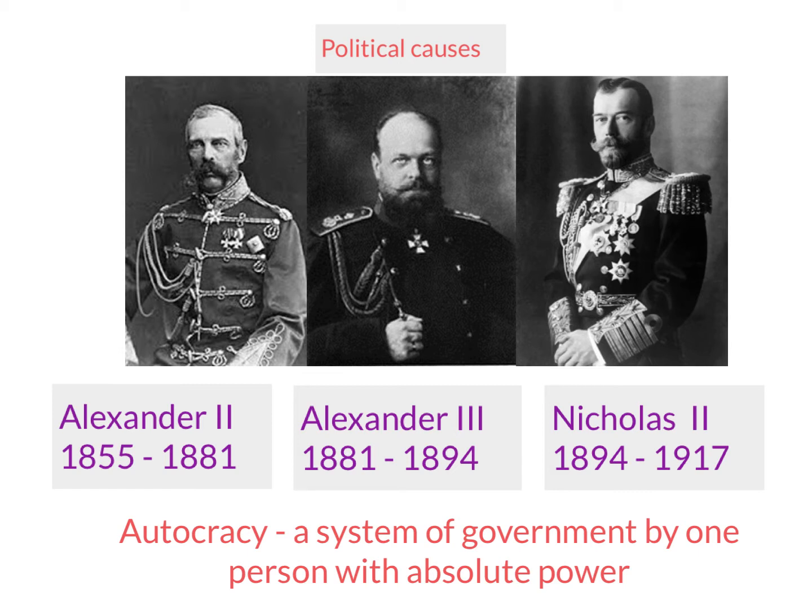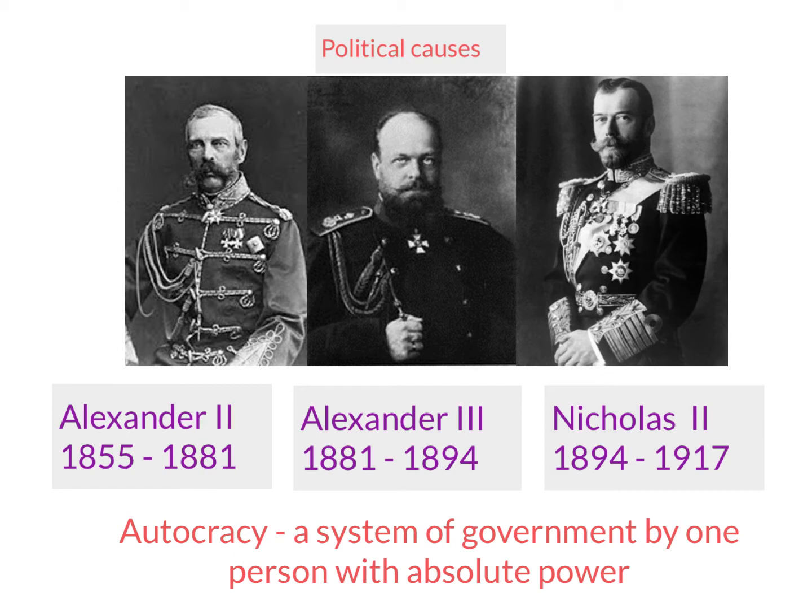Alexander II, who you can see was the first Tsar that we're going to look at, was the father of Alexander III, the grandfather of Nicholas II, and he was, of those three, the most reforming. We'll look at some of his reforms in a second, but he was actually assassinated in 1881. And that led to Alexander III and then Nicholas II being very concerned about holding on to their power.